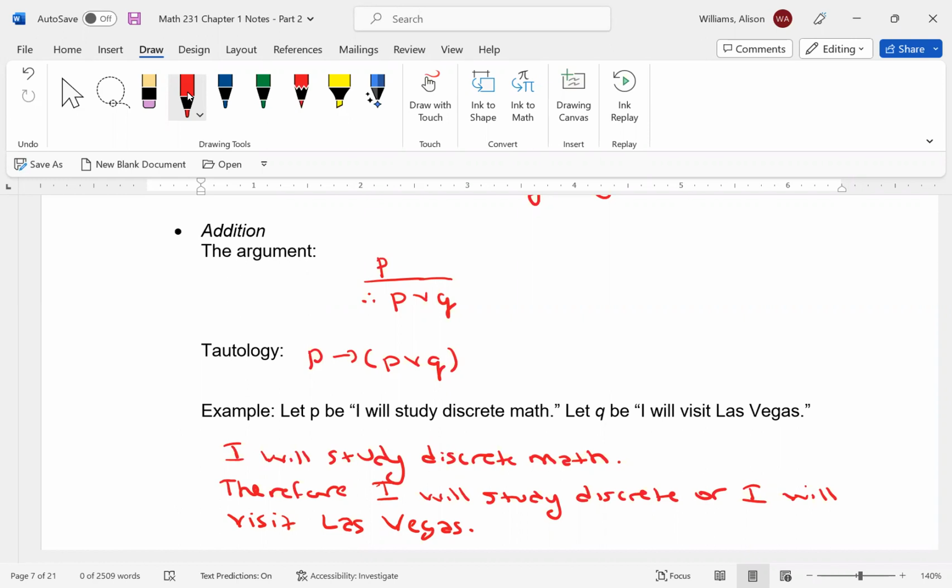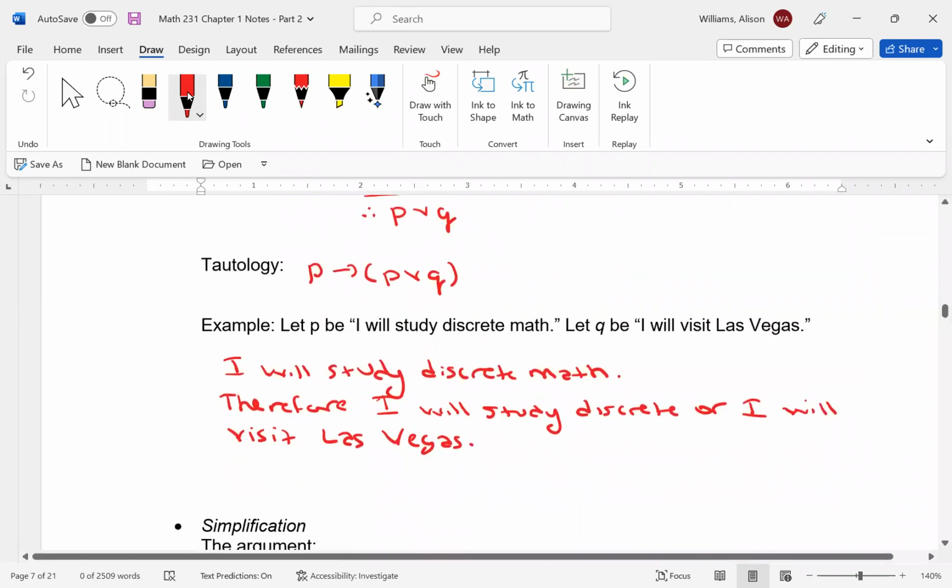Okay, so the idea is that the or statement allows me to add anything else to it I'd like in my conclusion because the one premise is true. So it doesn't really matter if the second one is true or not. Maybe it will happen, maybe, but that's the idea.